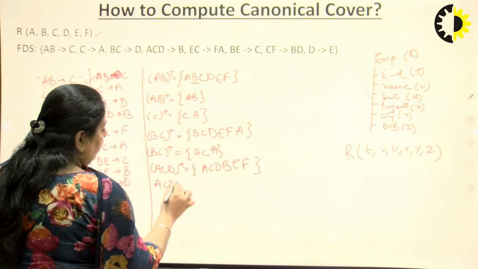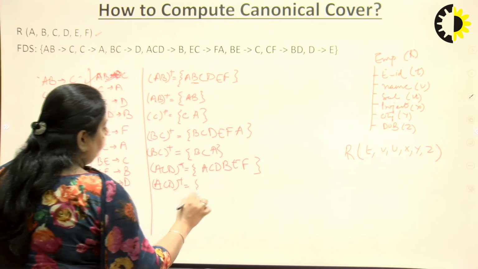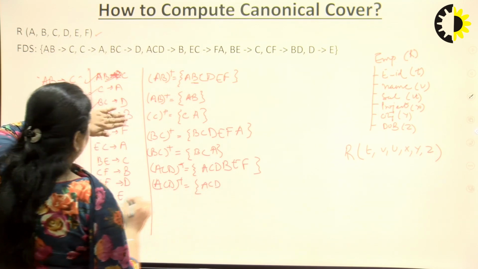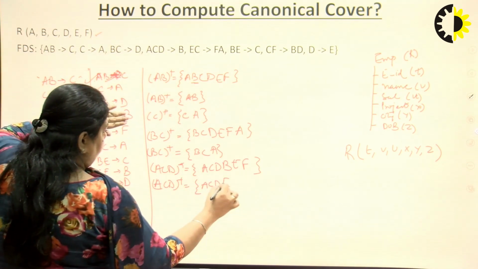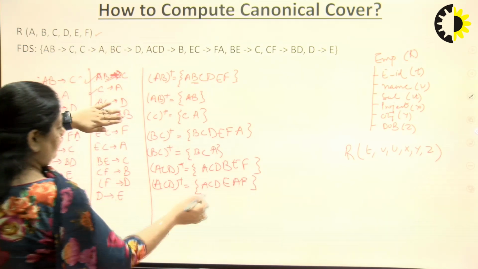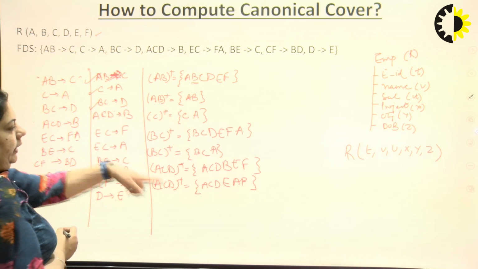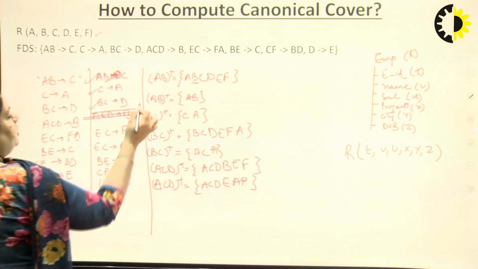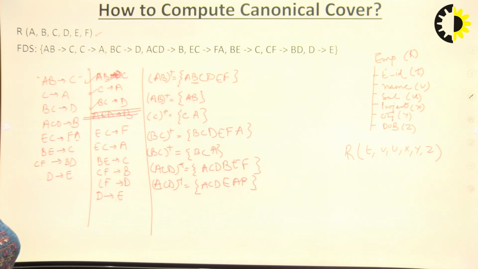Now again hide this. Now we are able to find ACD. From D we can find out E. From EC we can find out A and F. So by hiding ACD we are able to find out ACD, E and F. So this is not the essential functional dependency. We can remove it from here.